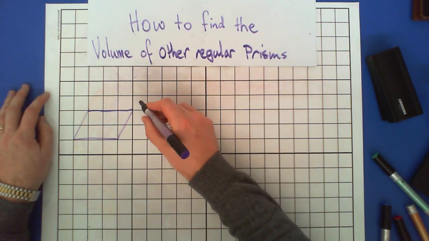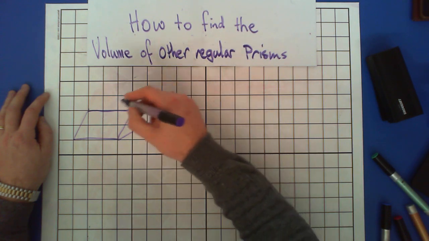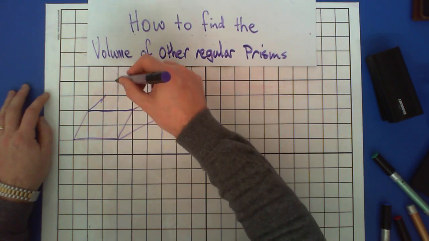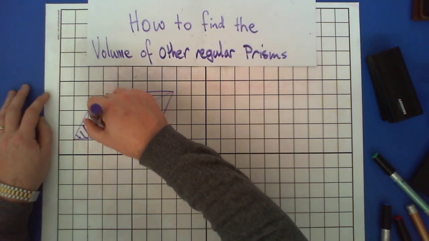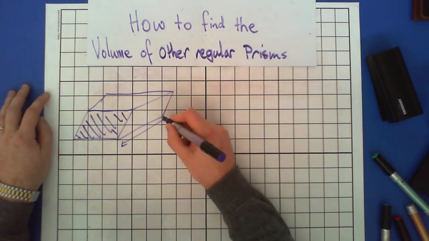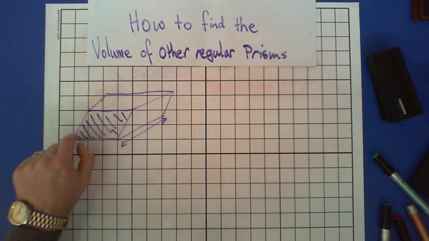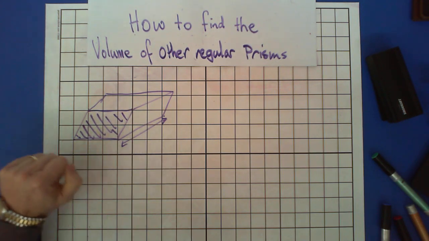It looks something like this. And we need to find the volume of it. So what we're going to do is find the area of the end, okay, and times it by the length of the height of the prism. Okay? The example I've drawn here, the end of our prism is a parallelogram.